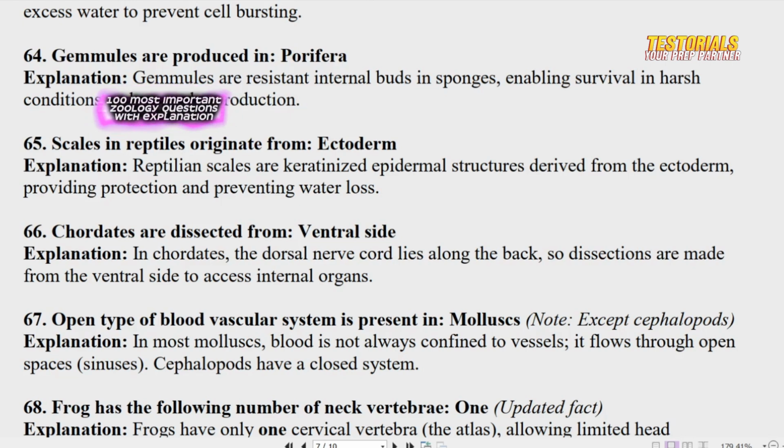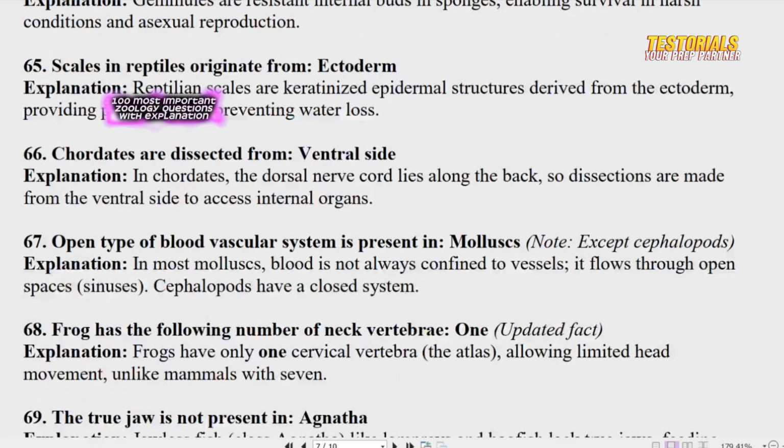65. Scales in reptiles originate from ectoderm. Explanation: reptilian scales are keratinized epidermal structures derived from the ectoderm, providing protection and preventing water loss.